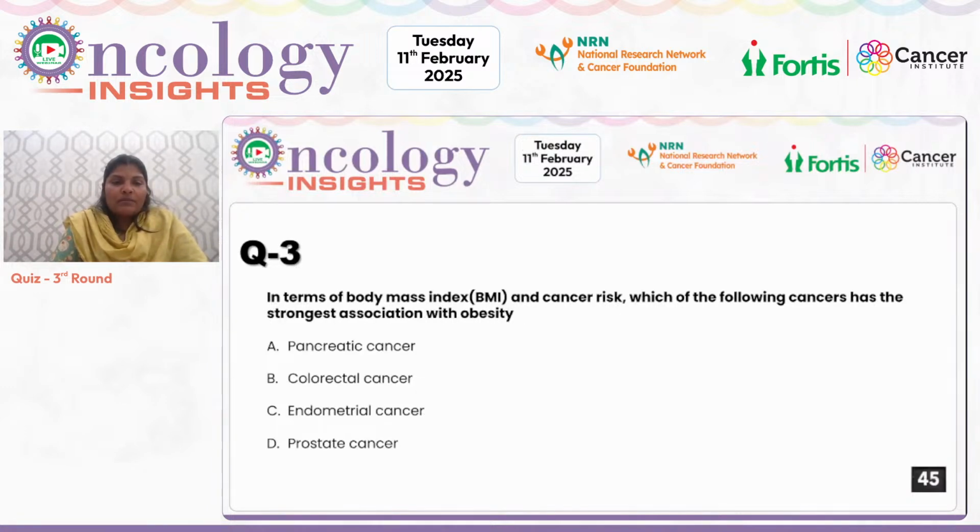Question number 3. In terms of body mass index and cancer risk, which of the following cancers has the strongest association with obesity? Option A, pancreatic cancer. B, colorectal cancer. C, endometrial cancer.